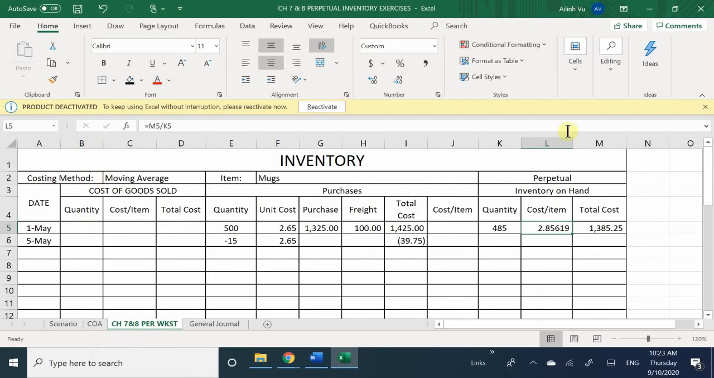Say that again. So my question is, what is my new average cost per item? Yes. Okay.